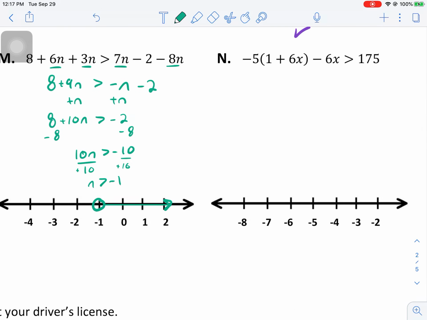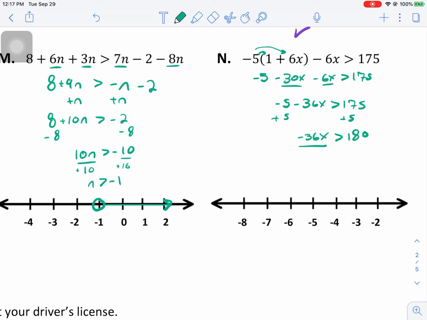All right, last example here. So let's distribute this -5 in here. -5 minus 30x minus 6x is greater than 175. Combine like terms, so -5 minus 36x is greater than 175. Add 5 to both sides, that's going to be -36x is greater than 180. And then we divide by -36 from each side.